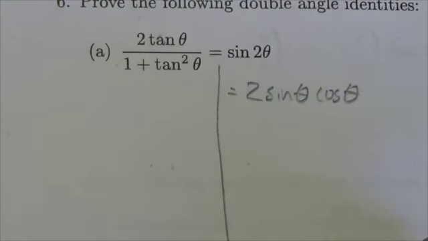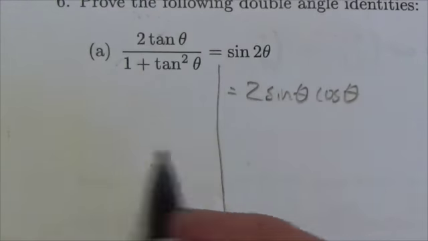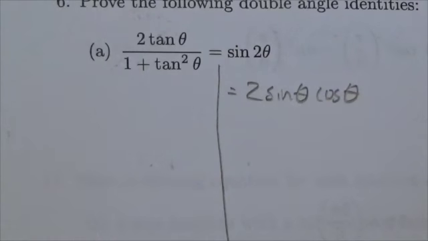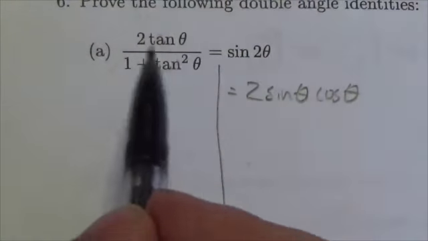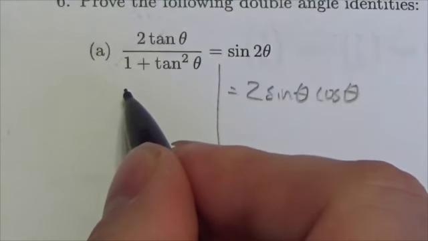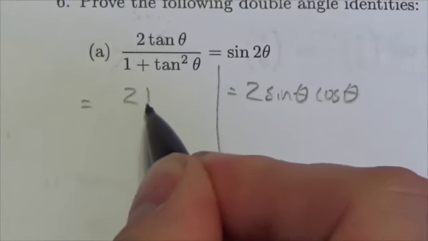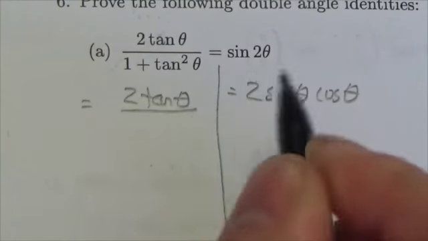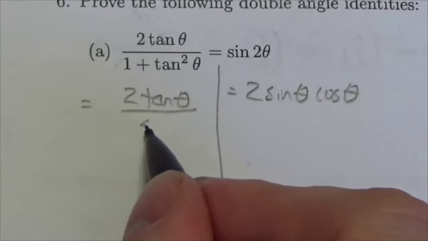I'm going to follow the same pattern that I've established with previous questions. The first thing I'm going to ask is, do I see any Pythagorean identities? In this case, the answer is an overwhelming yes. That whole denominator is a Pythagorean identity. So we end up with 2 tangent of theta in the numerator, and 1 plus tangent squared is secant squared.